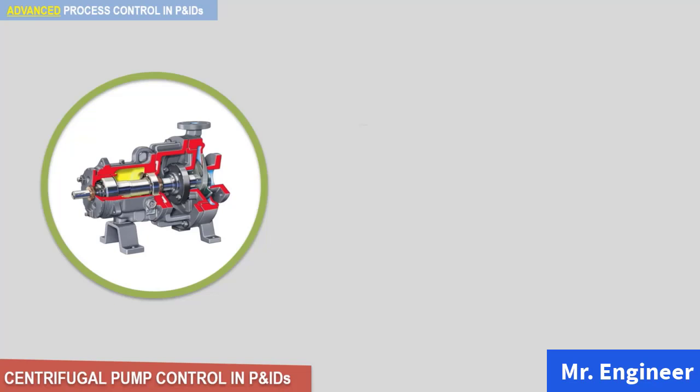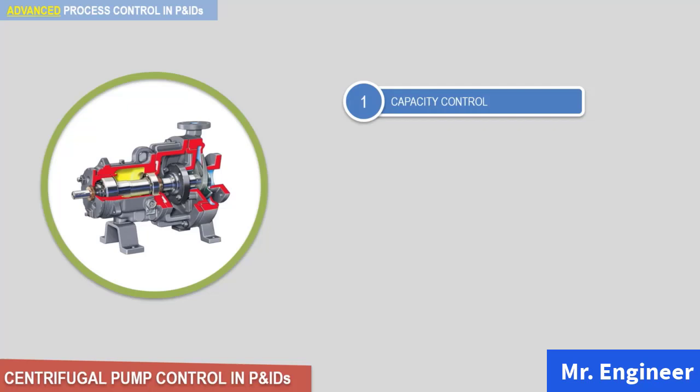Now, when talking about centrifugal pumps, we need to deal with two different but separate and independent control systems. And these are capacity control and minimum flow control. For capacity control, recall that the main function of pumps is to generate flow, so flow or capacity needs to be controlled. There are mainly two types of devices that can be used to adjust the flow rate of a centrifugal pump: control valves and variable speed drives, or VSD.